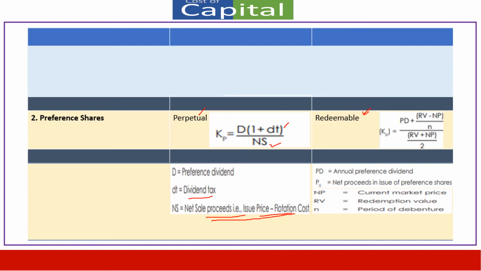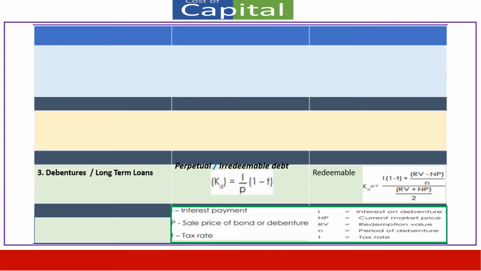If it is redeemable, which is a frequent case, we come across invariably redeemable preference shares, then it is annual preference dividend. It is just defined as D here. It is annual preference dividend plus redemption value minus net proceeds or NS after deducting flotation costs divided by N, all divided by average of redemption value plus net proceeds, which is defined here. This is just to give the legend for each of the items in the formula.